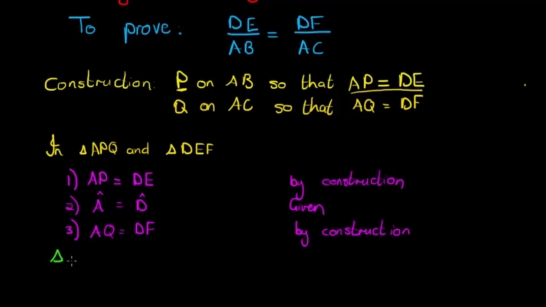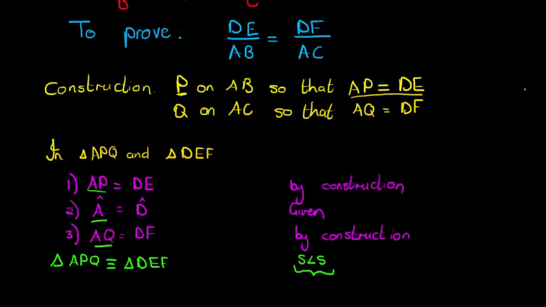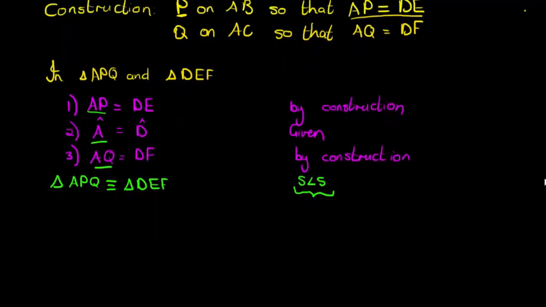So now we can say triangle APQ is congruent to triangle DEF. Remember the order is important. And what reason would I put here? Side angle side. You always have to put it in that order. You can't put it in another order, because in this case the order is important. That's the only time that order is important. The other times it's not important.